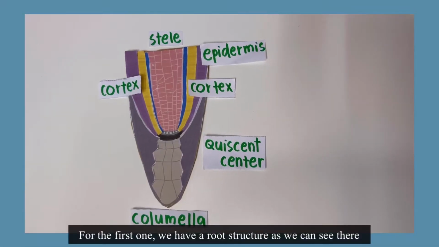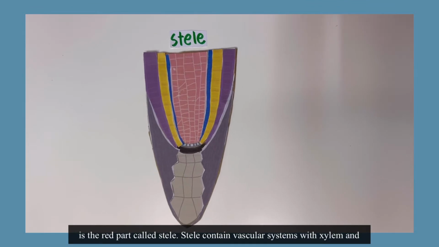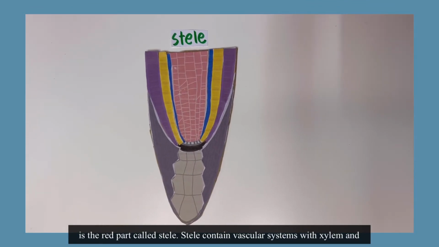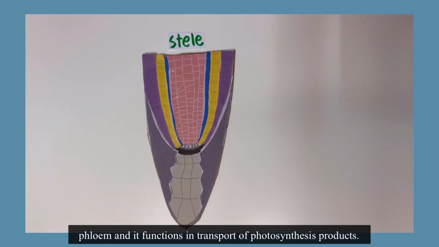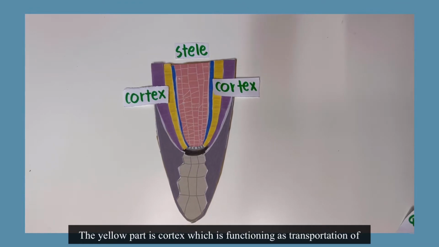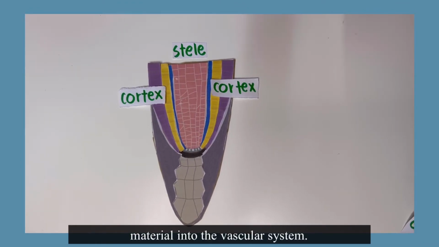First one, we have a root structure. As we can see there, the red part is called stele. Stele contains vascular system with xylem and phloem, and it functions in transport of photosynthesis product. The yellow part is cortex, which is functioning as transportation of material into the vascular system.